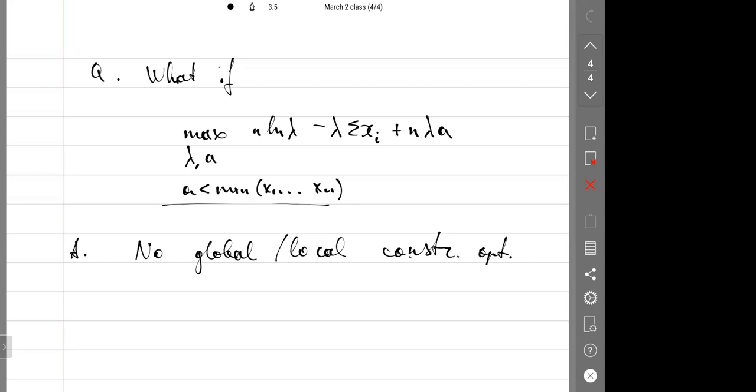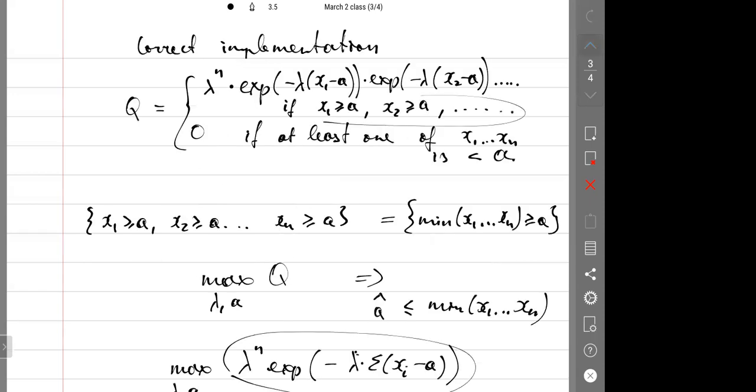In our case, we would like to make A as close as possible to the minimum. Okay, let's penalize our function. Let's add some penalty, but in that case, the maximum likelihood estimator will not exist. Okay, let's go back to our original problem.